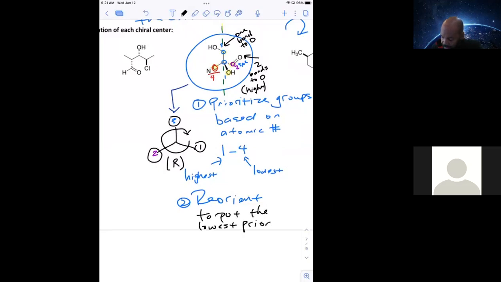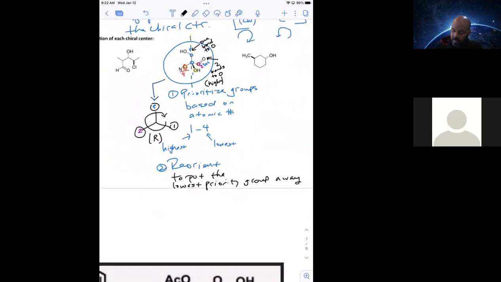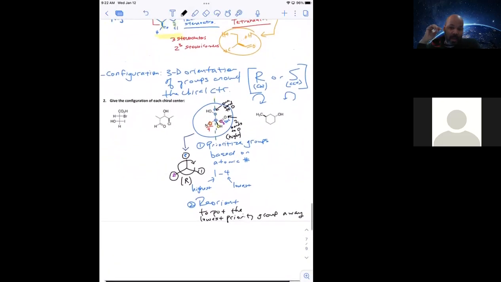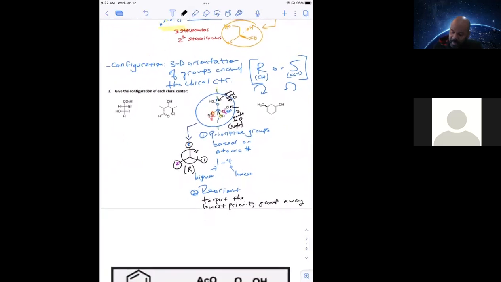Let me add to this. All right. So if you know the configuration of one stereoisomer, you can extrapolate from that what the configuration will be for the mirror image. If you know one enantiomer, then by default, the other enantiomer has to be the opposite. So if this is R, the enantiomer of that will have to be S. All right, any questions about that?